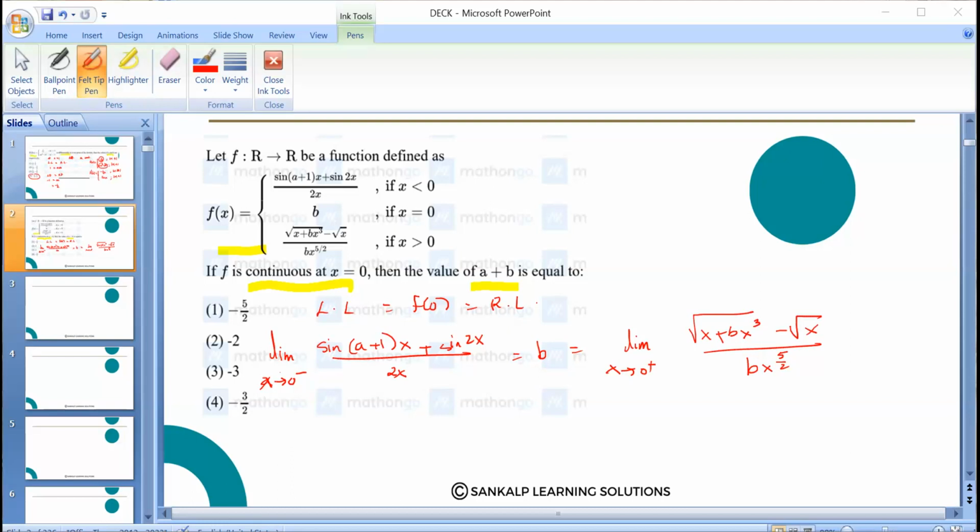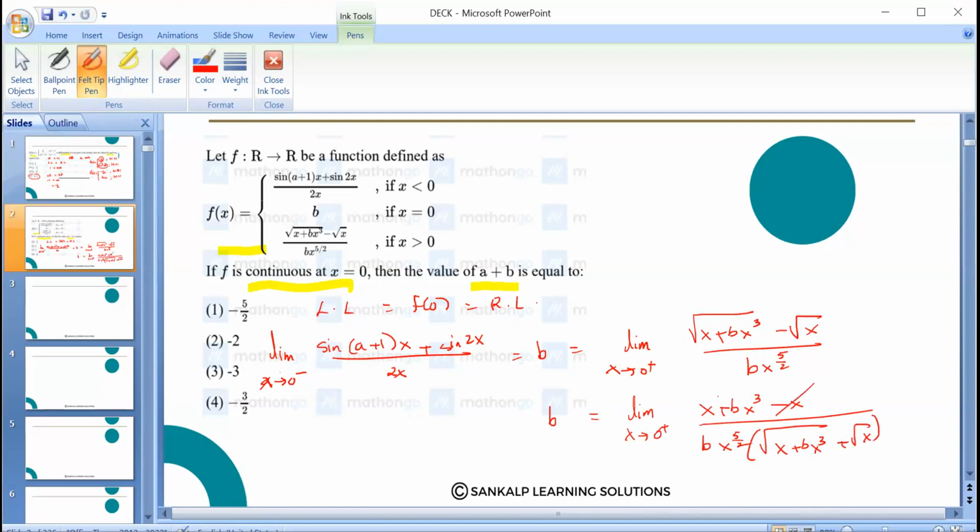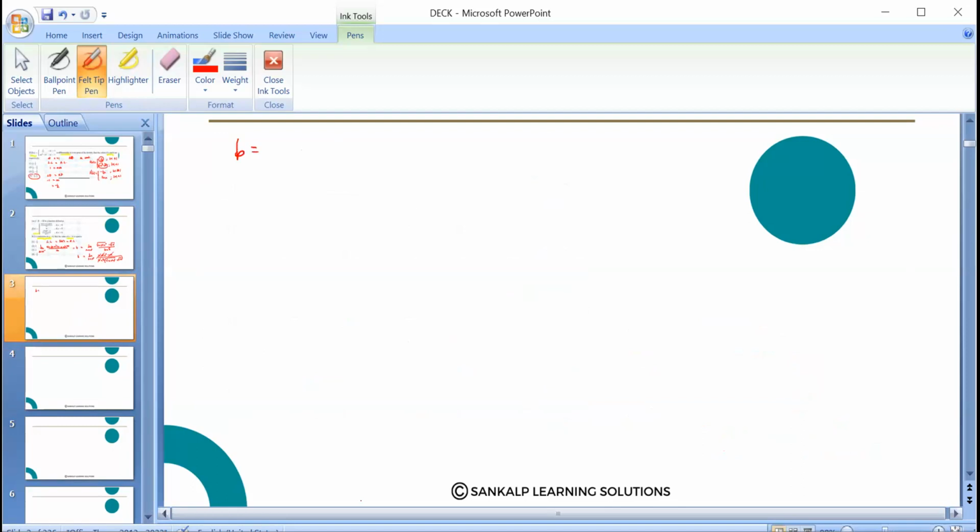We need not find both the limits. Any one limit we can find. B equal to, here you can rationalize because it has square root. X plus bx cubed minus x by bx power 5 by 2 into square root of x plus bx cubed plus square root of x. X and x will cancel, b and b will cancel. So then you will have b equal to, in the limit, you will put x as 0.